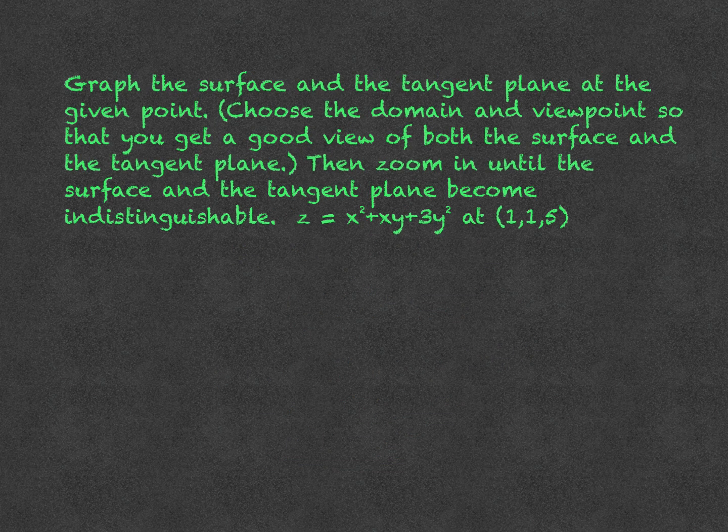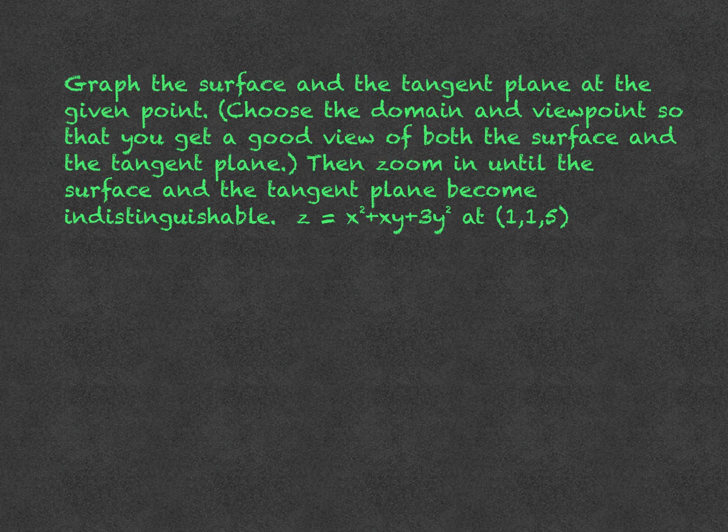It says to graph the surface and the tangent plane at the given point. I am not going to require you to graph on a test. When you do this, I want you to do it in Desmos and actually look at it in 3D and zoom in and out and play with it. I'm not sure, WebAssign, I think, just pops the graph on there for you. It says choose the domain and the viewpoint so you get a good view of both the surface and the tangent plane. Then zoom in until the surface and the tangent plane become indistinguishable.